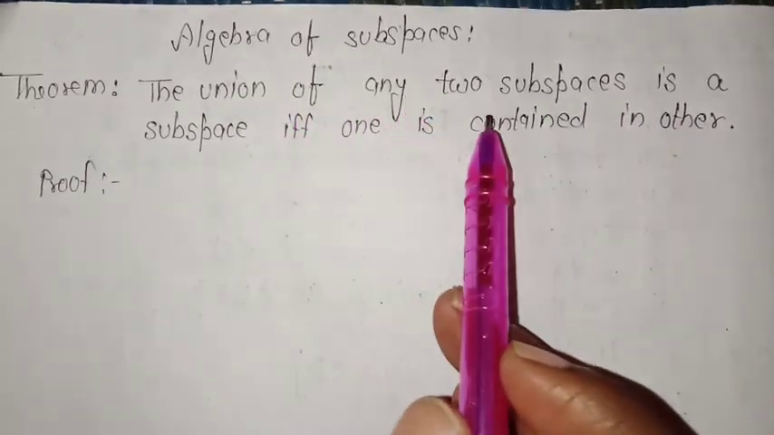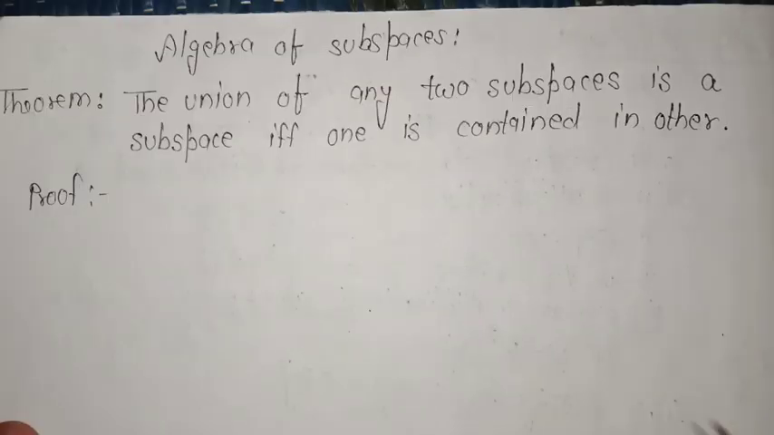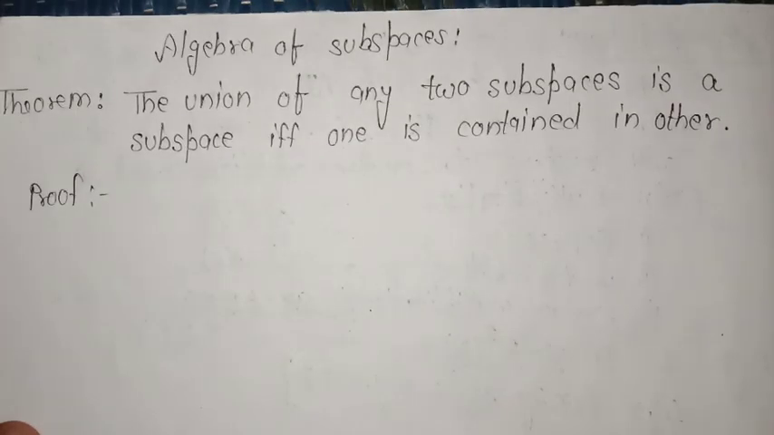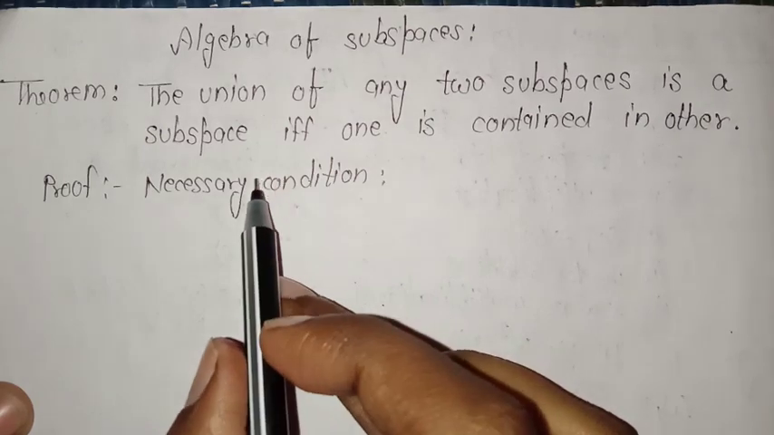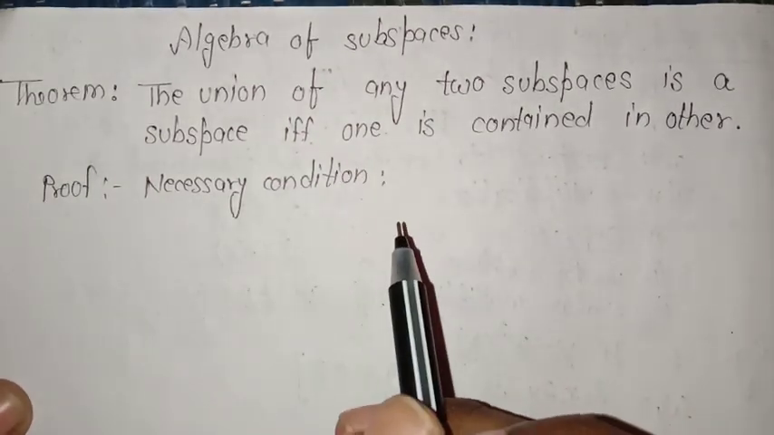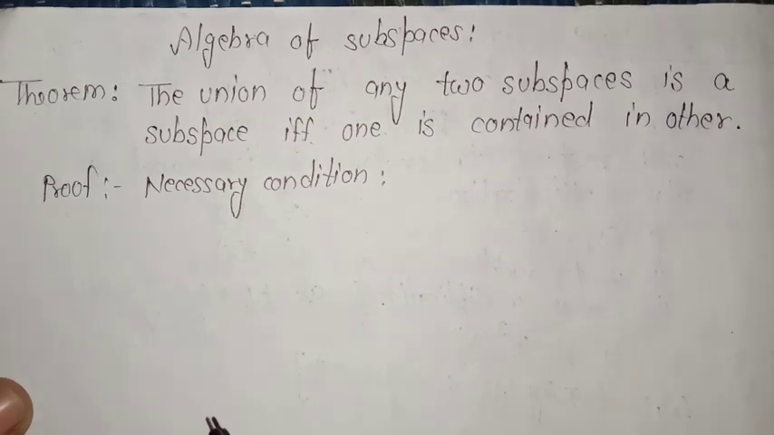That is, if you have two subspaces W1 and W2, then their union must be a subspace if W1 is contained in W2 or W2 is contained in W1. So let's see the proof of this theorem. Since this statement is if and only if, we will prove this theorem in two parts, that is the necessary part and the sufficient part.